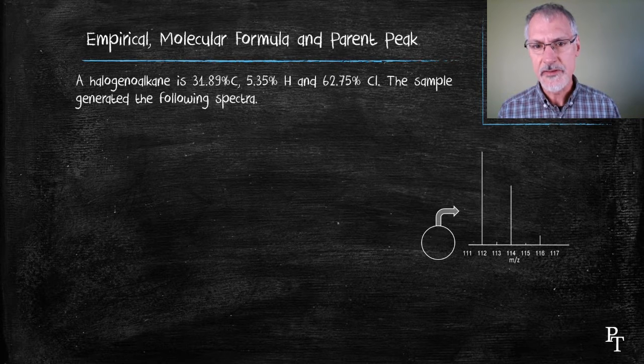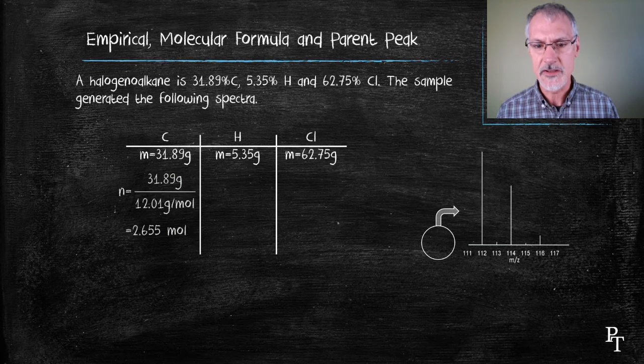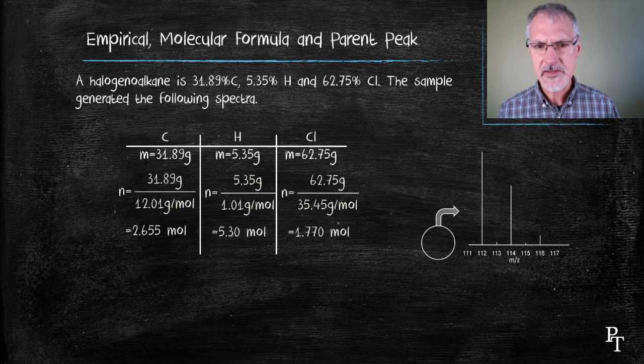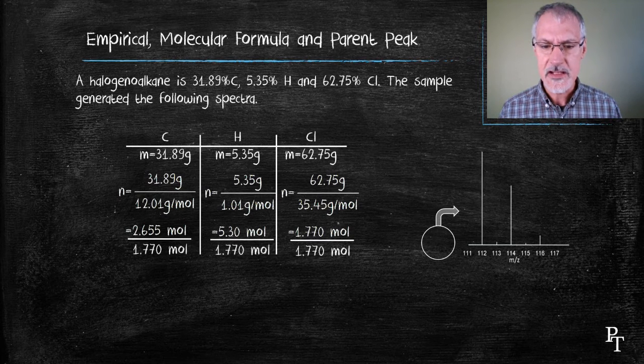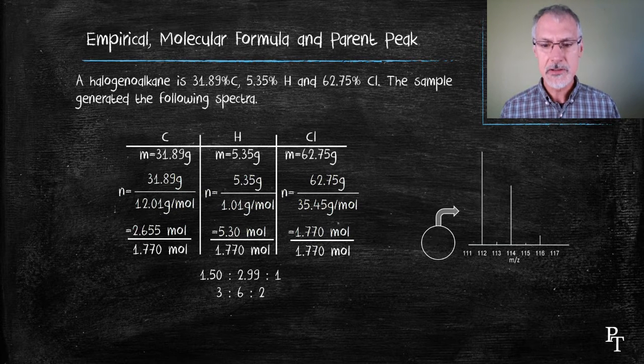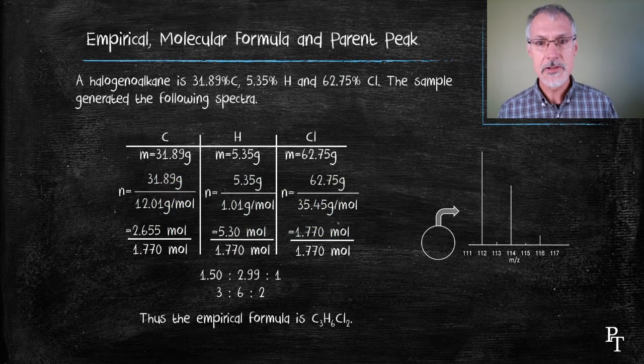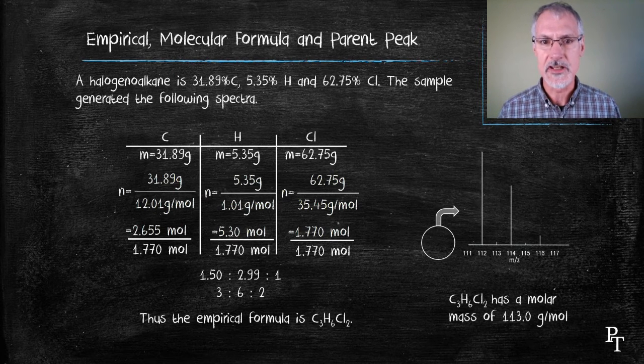I'm going to take each of the elements and divide it into a column, convert the percentage of mass by assuming 100 grams, and then convert those masses into moles by dividing by the molar mass of each element. At this point, I don't see a very clear ratio, so I'm going to divide by the lowest one, and that'll give me the following information. 1.5 to 2.9 to 1. If I double each of those terms, that gives me 3 to 6 to 2. So I can assume now that the empirical formula is C3H6Cl2.